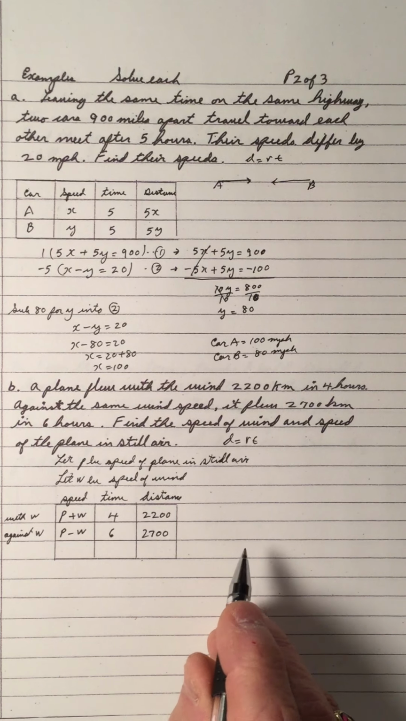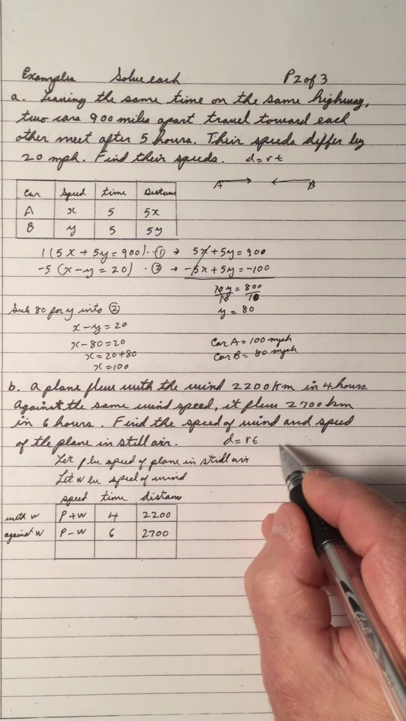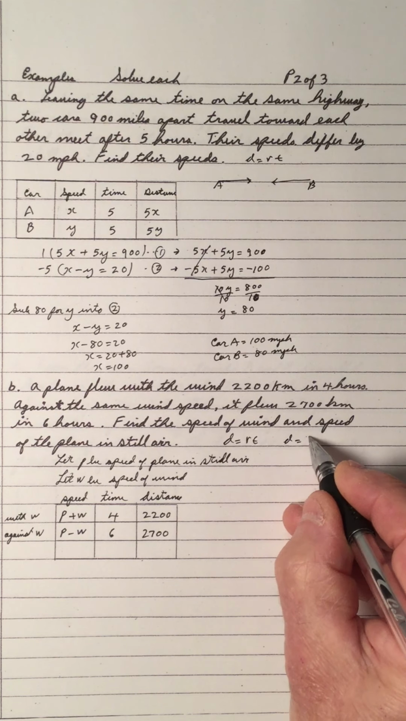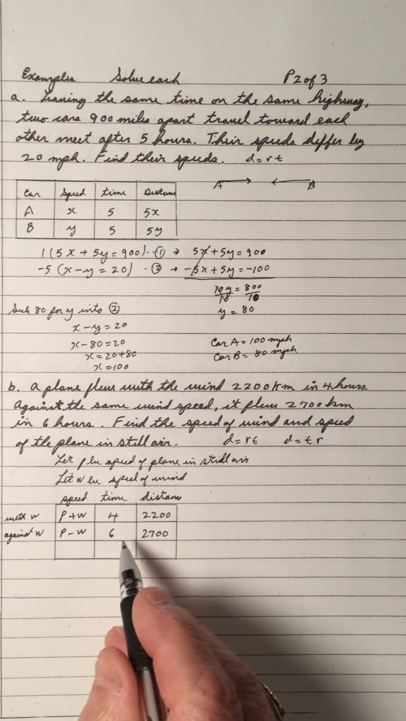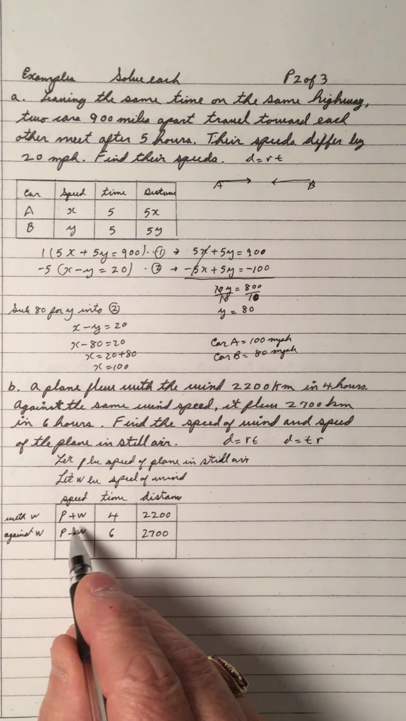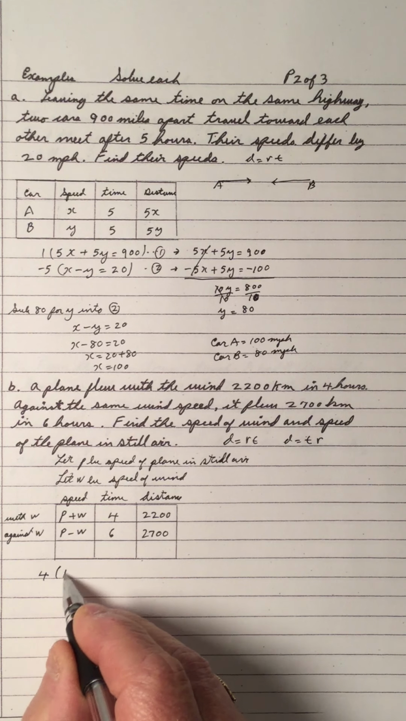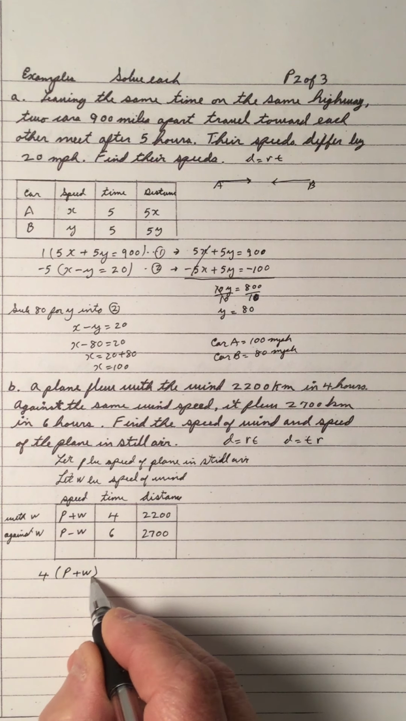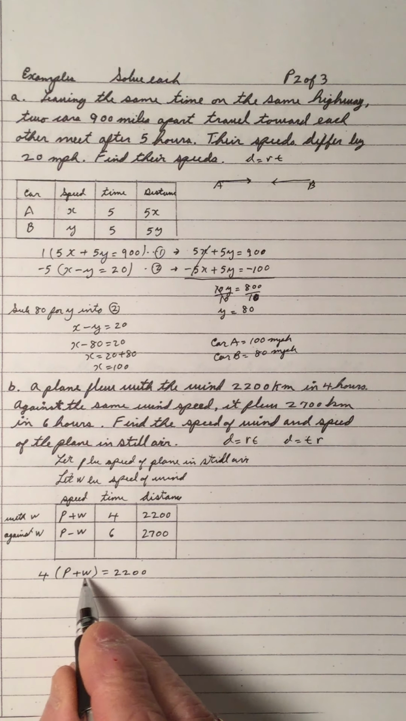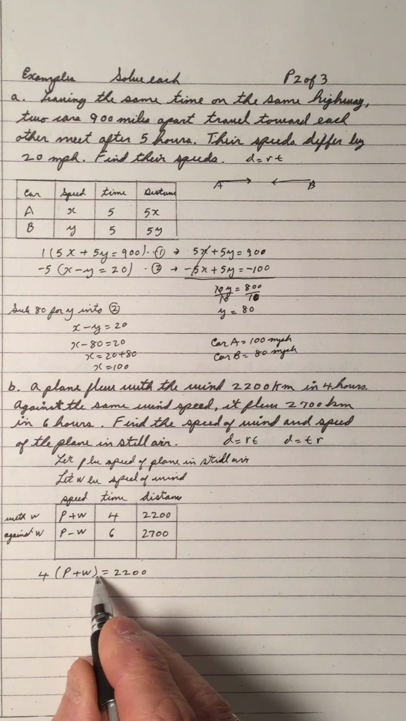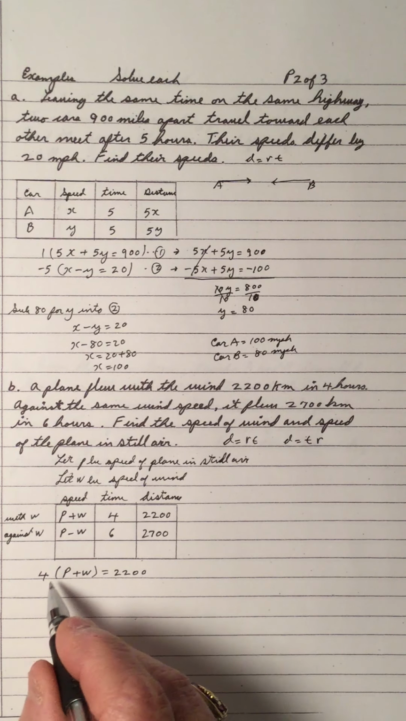So that gives us two equations. Notice that distance is rate times time, but also the distance could be time times rate. So I'm going to put 4 in front of the rate equals 2,200. I could have put P plus W times 4, rate times time, but I like to put the monomial in front of these two binomials.